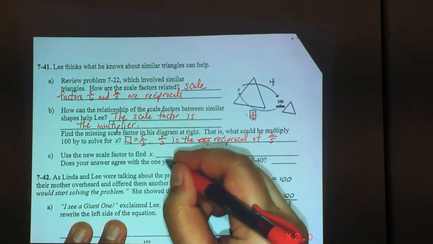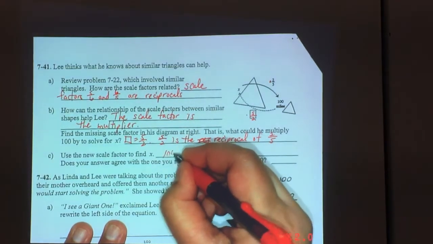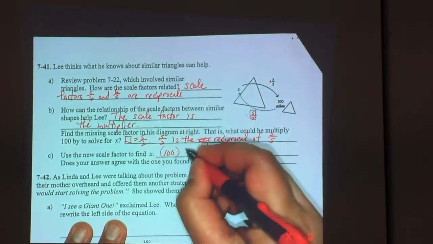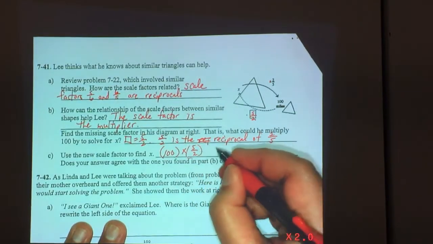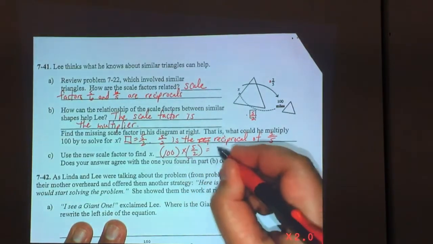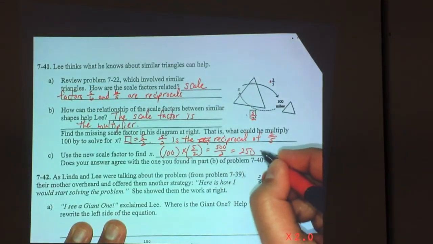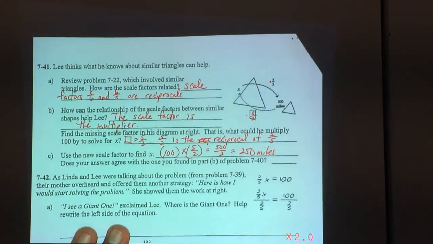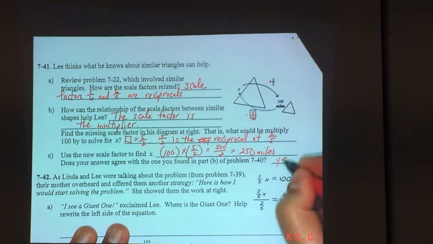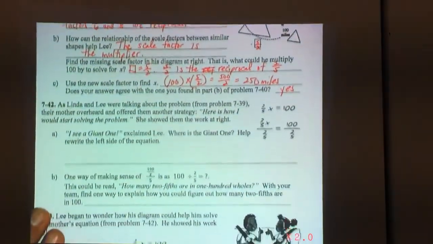Use the new scale factor to find x. Okay. So if I did 100 times 5/2, remember that's my new multiplier, then I would get, what's 100 times 5? 500. 500 divided by 2 is 250. And I think it's miles. Okay. Does your answer agree with what we got in question 40? Yes. You can go back and look at question 40 if you don't believe me. All right. 42.